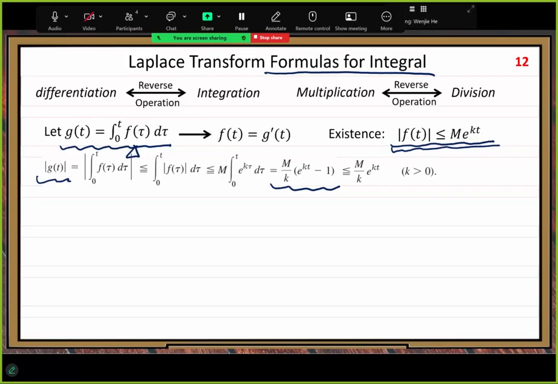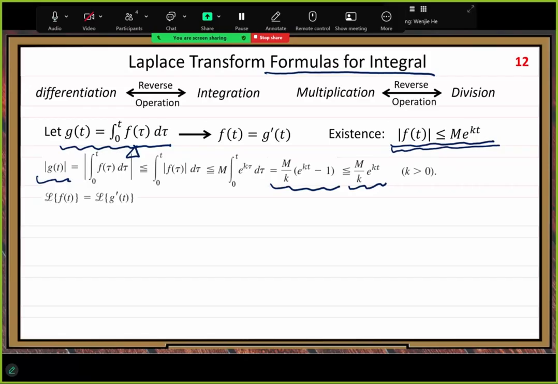So we can simplify. We omit that minus 1 term. You can see the g function is bounded by a certain constant multiple of e to the kt. Then this form tells us the Laplace transform of the g function exists. So we can apply the Laplace transform on this g function.